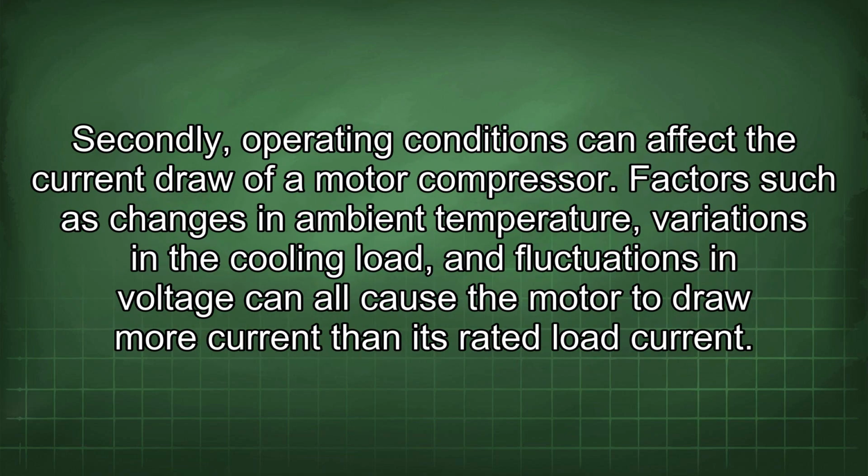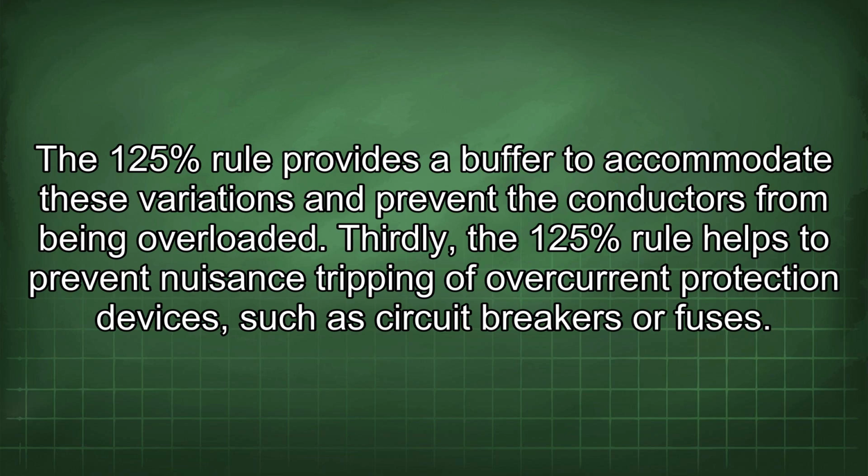Secondly, operating conditions can affect the current draw of a motor compressor. Factors such as changes in ambient temperature, variations in the cooling load, and fluctuations in voltage can all cause the motor to draw more current than its rated load current. The 125% rule provides a buffer to accommodate these variations and prevent the conductors from being overloaded.